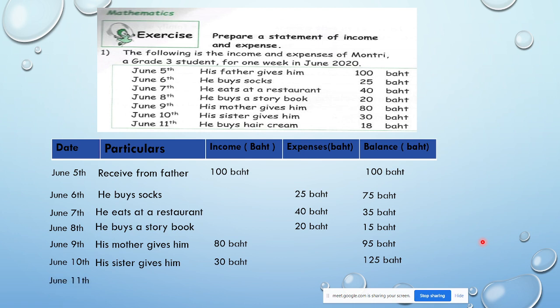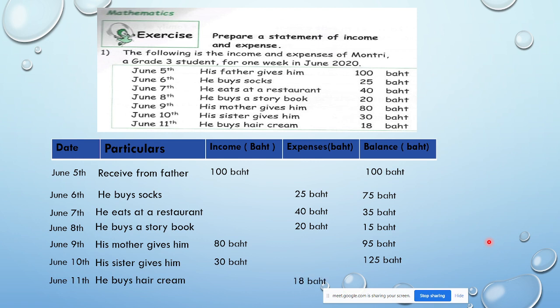Next, June 11th. He buys hair cream. Is that an income or an expense? Expense. You're not going to answer in your book. Okay, he buys hair cream that is an expense for 18 baht.